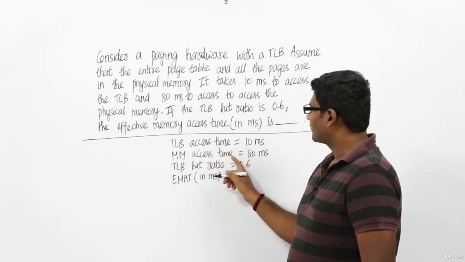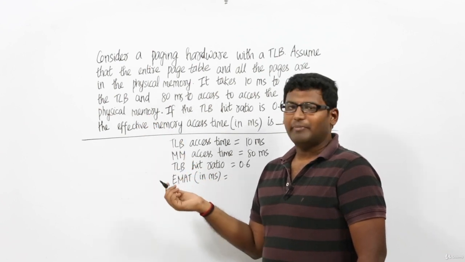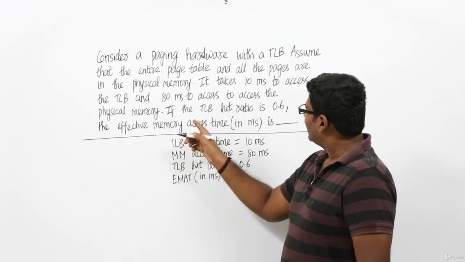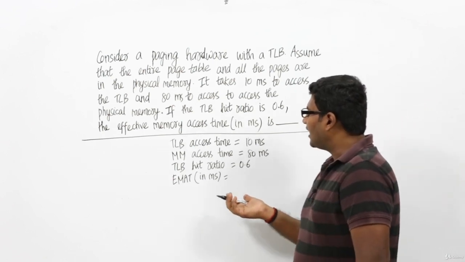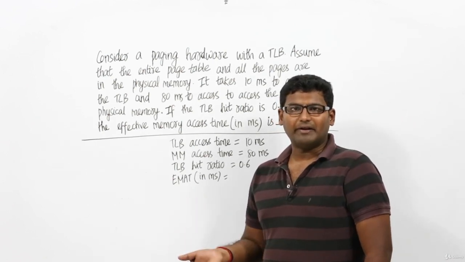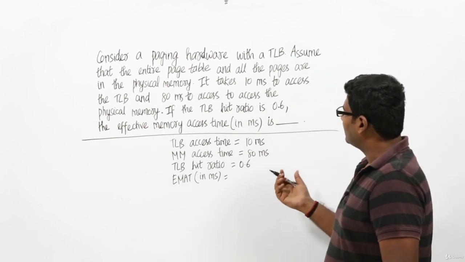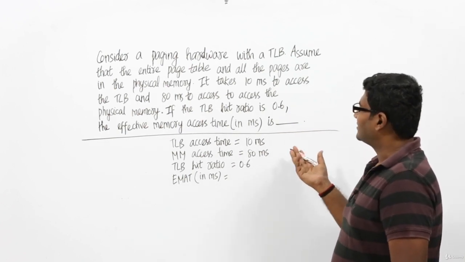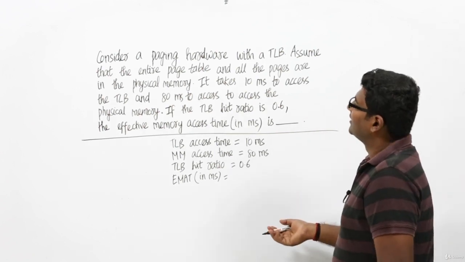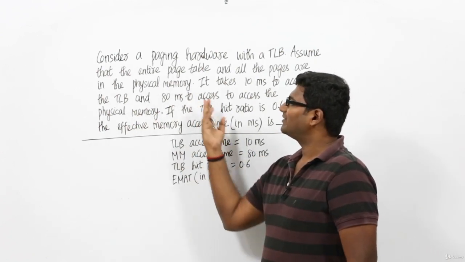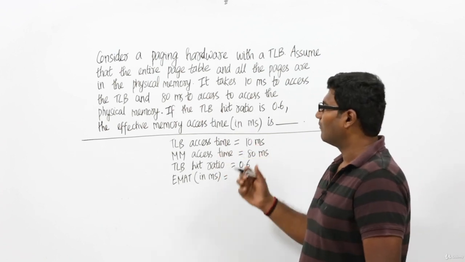That's what I have written. See, physical memory means main memory, right? You know that. If the TLB hit ratio is 0.6, which means 60% of the times I will be able to find the page table entry inside the TLB. They are asking for the effective memory access time. There is nothing special in this problem; we have already solved it. Anyway, I took this just for explaining the sentences. That's why I have taken this problem.